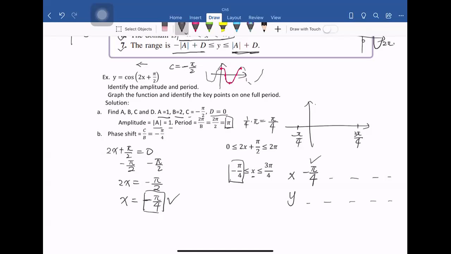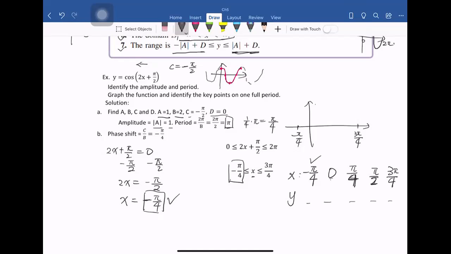And then from 0, add pi over 4. That's pi over 4. From pi over 4, we add pi over 4. That's pi over 2. And pi over 2 plus pi over 4, that's 3 pi over 4. And how about the y values?